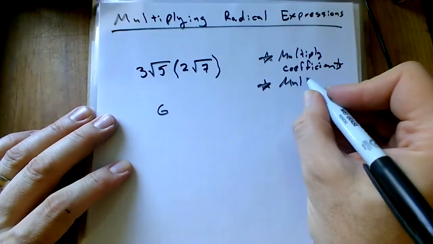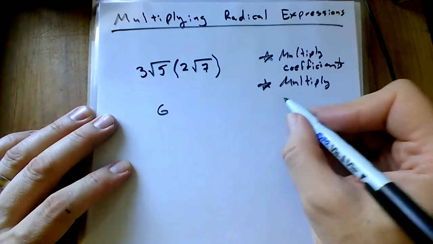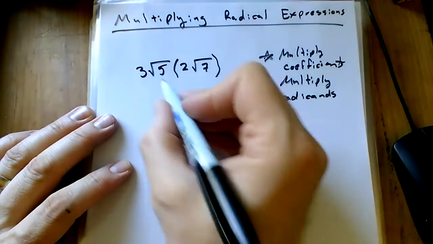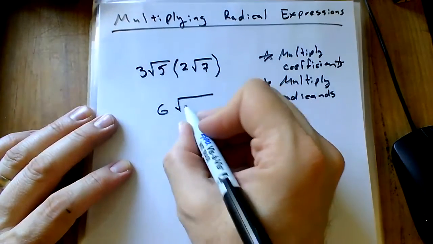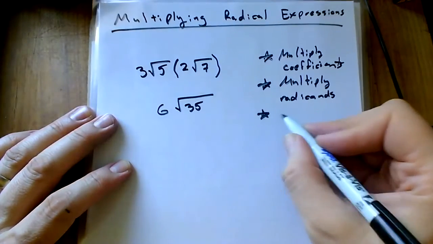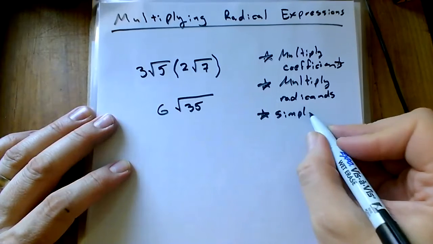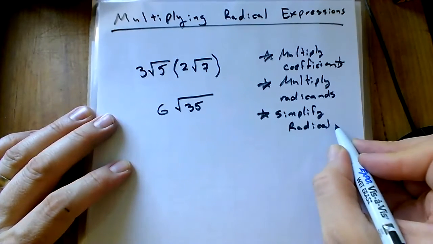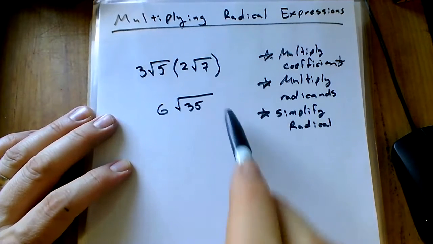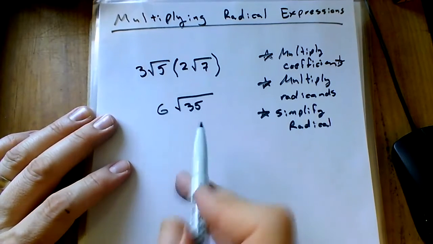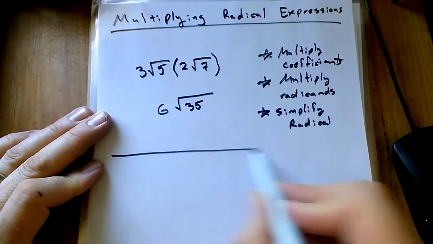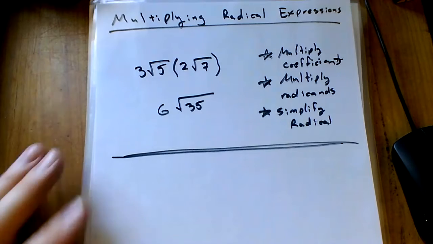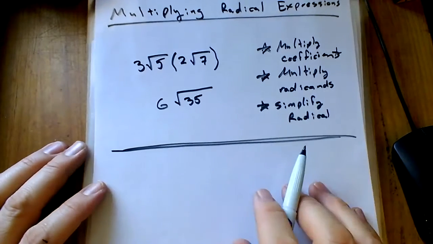You will multiply your radicals, or you multiply your radicands. So square root of 5 times square root of 7 is going to be the square root of 35. And if possible, you would simplify your radical then. And I cannot simplify the square root of 35. So in this current example, we're done.